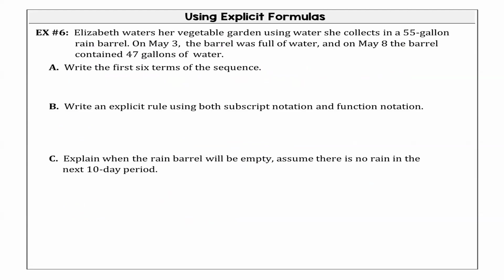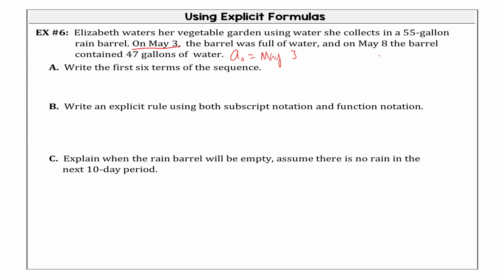All right. So Elizabeth waters her vegetable garden using water she collects in a 55-gallon rain barrel. On May 8th, the barrel contained 47 gallons. All right. Write the first 6 terms of the sequence. So in order to write our terms, we're going to have to establish what's our a sub 0, what's our change, what's happening here, right? So we're going to let a sub 0 be when she first started. So May 3rd is our a0.